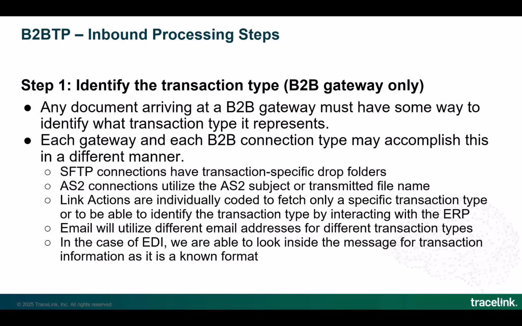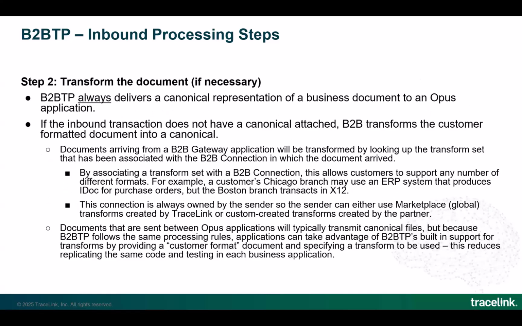Step number two: once XTT is able to understand the transaction type, then, since you have already dropped a transaction to a B2B connection, and that B2B connection has a transform set associated, within the transform set there is a separate transform for each transaction type. So B2B already knows the transaction type, and it will know which transform to execute. That inbound transform will get executed and the file will get converted to the canonical.